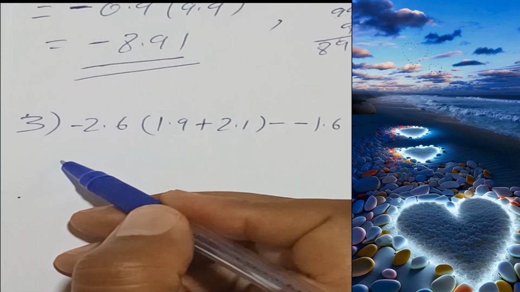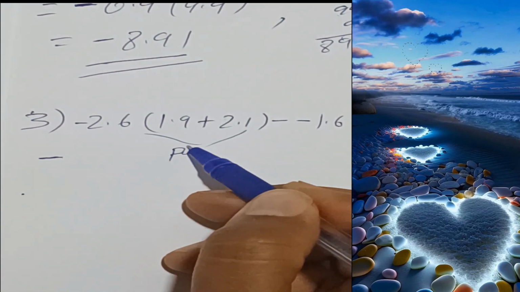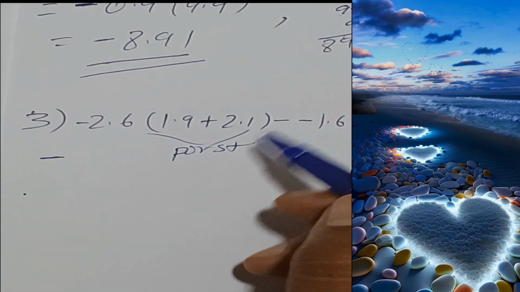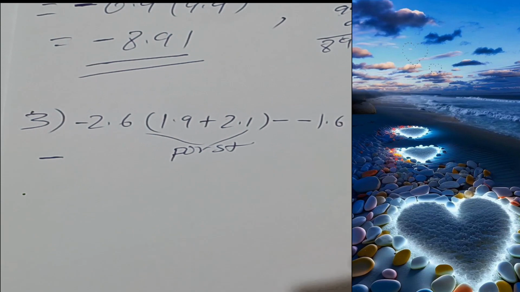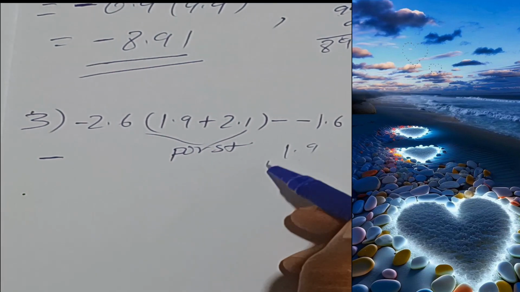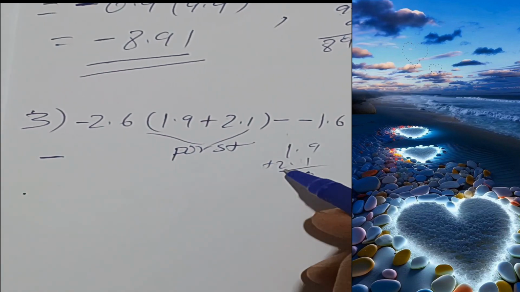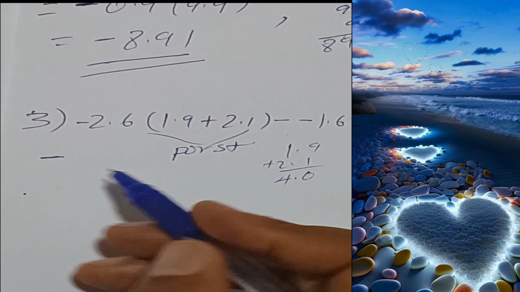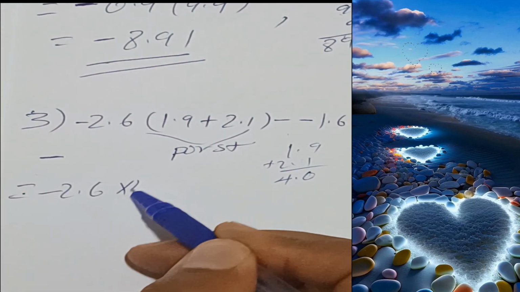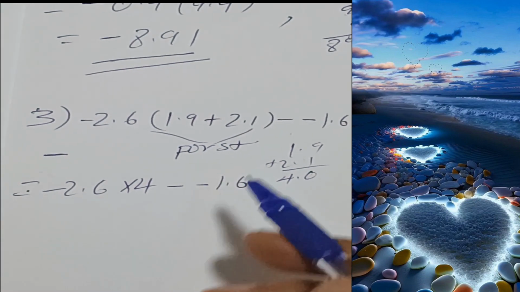So the third question, first we're going to calculate the bracket within the brackets. Always remember brackets first, right? Great. 1.9 plus 2.1, which is 4.0, so it becomes 4. So which is equal to -2.6 times 4 minus 1.6.